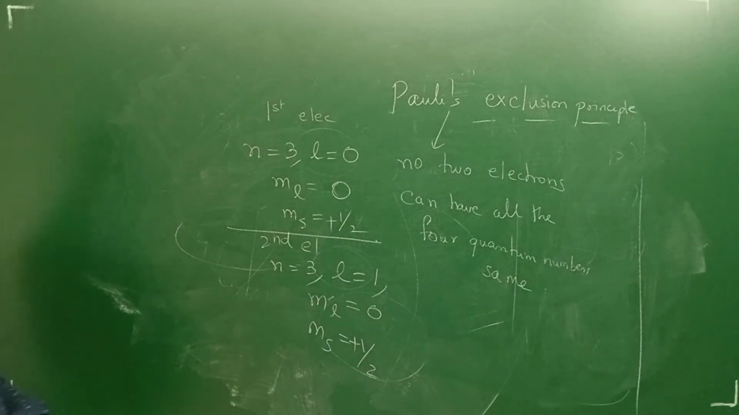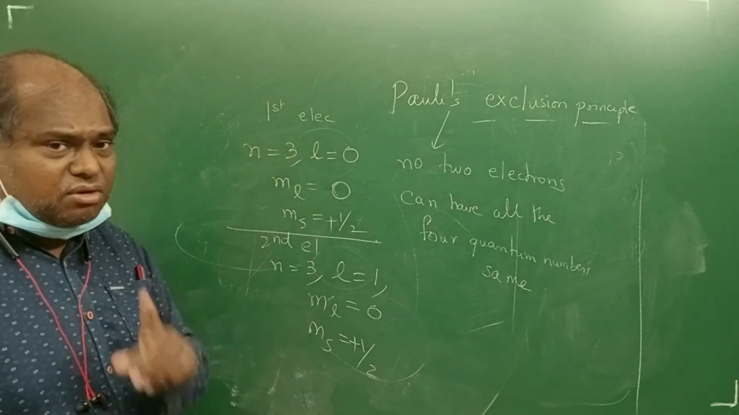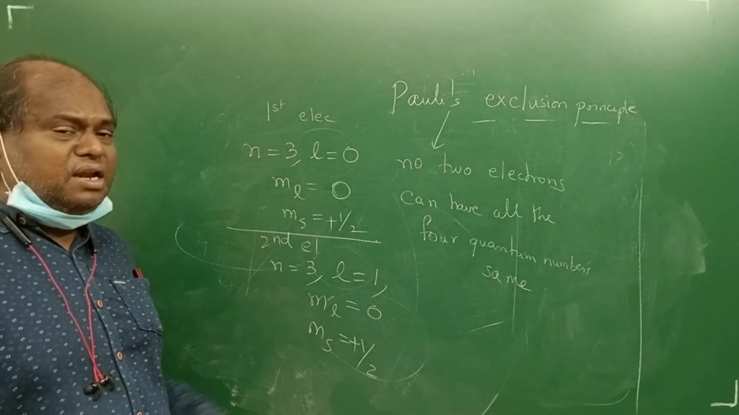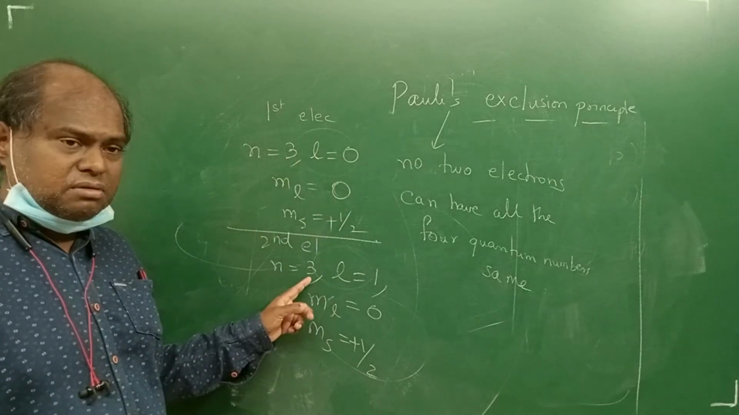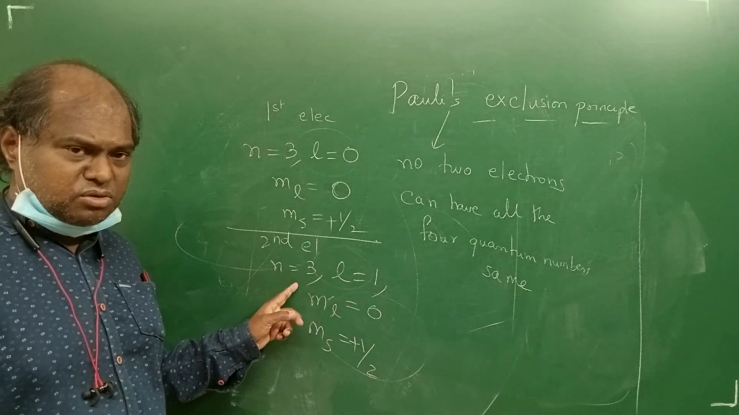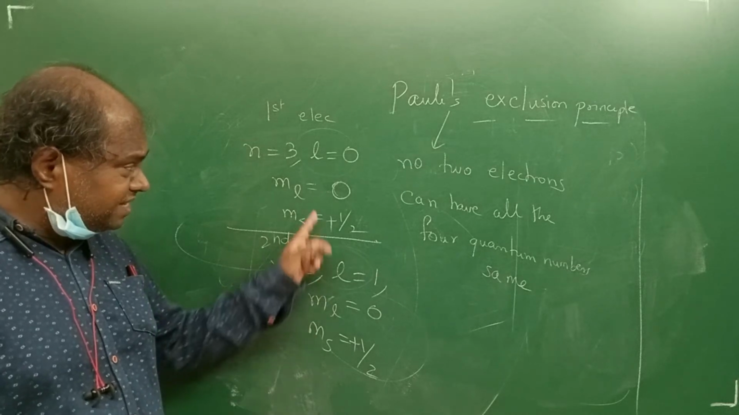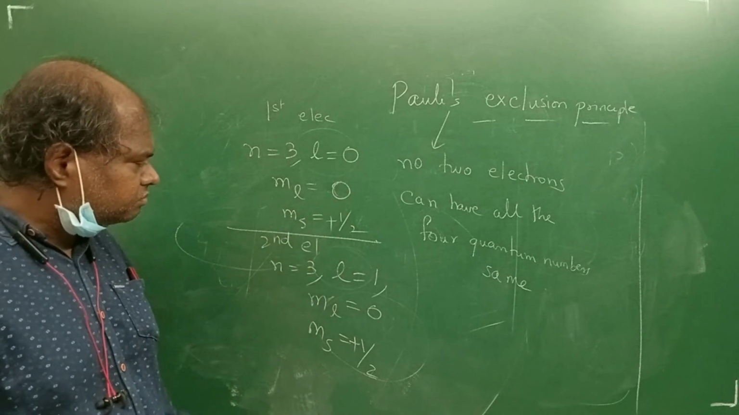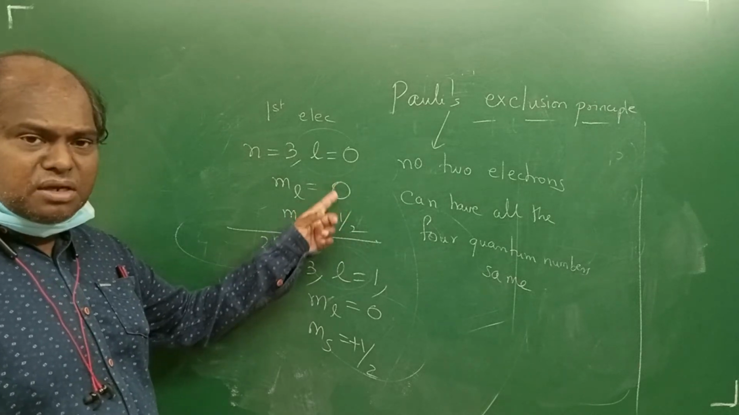First thing, student, when you're writing this, you just check: for n is equal to 3, can you have L is equal to 0? Yes, you can have. L ranges from 0 to n minus 1. Here also same thing. L ranges from 0 to n minus 1, so you can have up to 2, right? And ML will go from minus L to plus L. Yes, you can have that. Minus L to plus L, right?